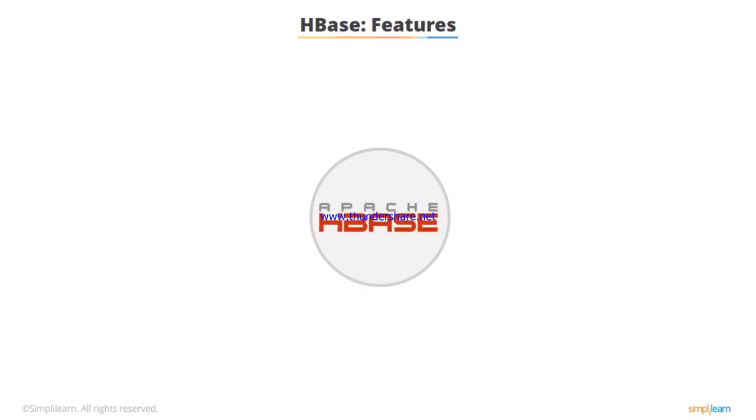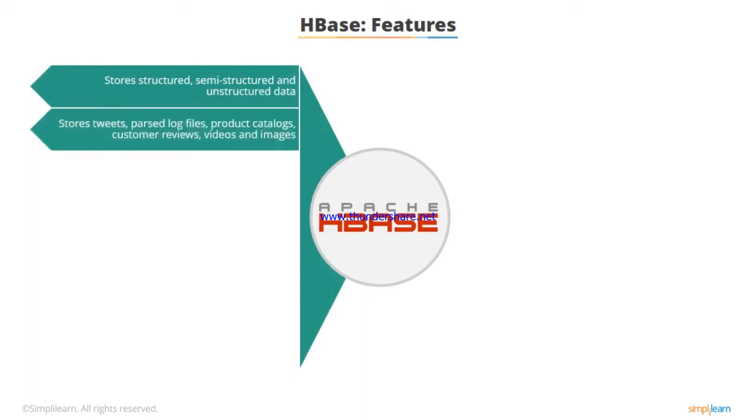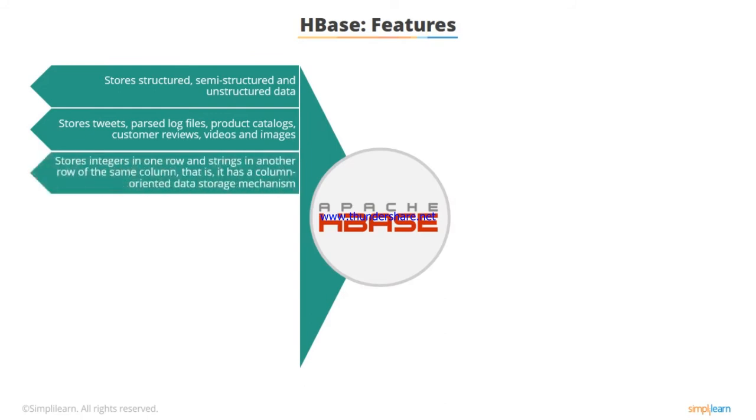HBase is created using Java and is built on top of Hadoop and Zookeeper. It is a database, also called Hadoop database, and it provides random access, which means that one can read from and write to the database in a random manner. Following are some of its features. Stores structured, semi-structured, and unstructured data. Stores tweets, parsed log files, product catalogs, customer reviews, videos, and images. Stores integers in one row and strings in another row of the same column. That is, it has a column-oriented data storage mechanism.